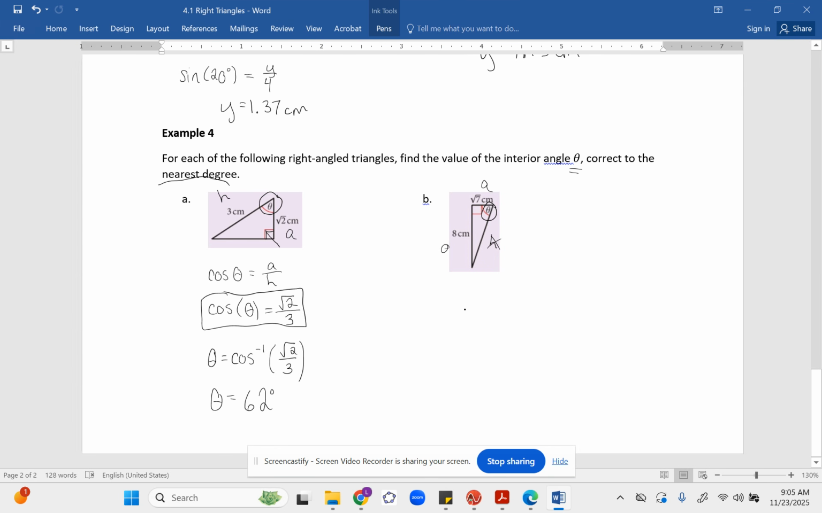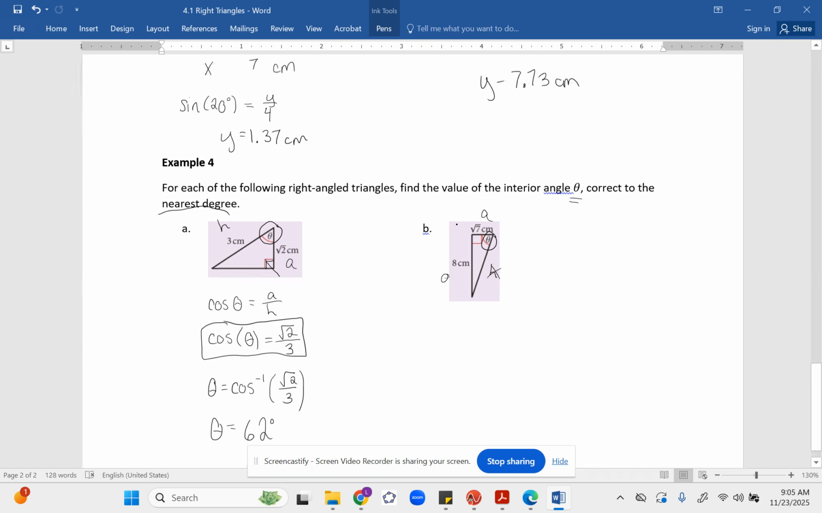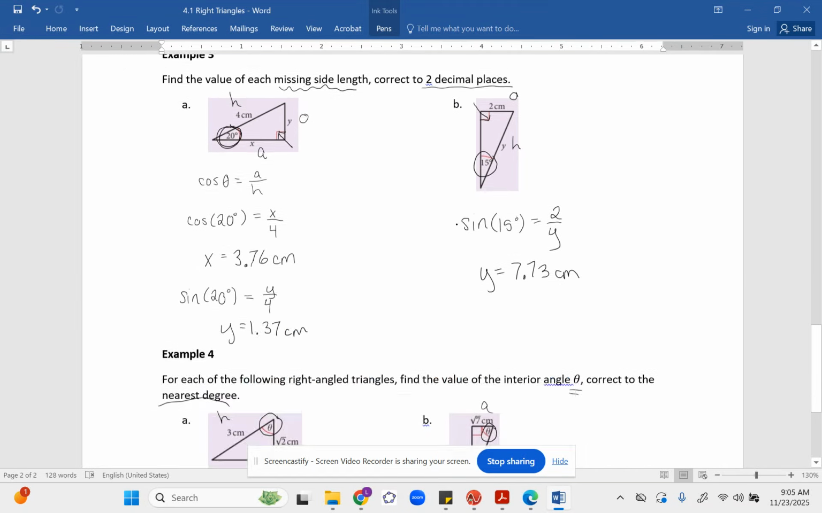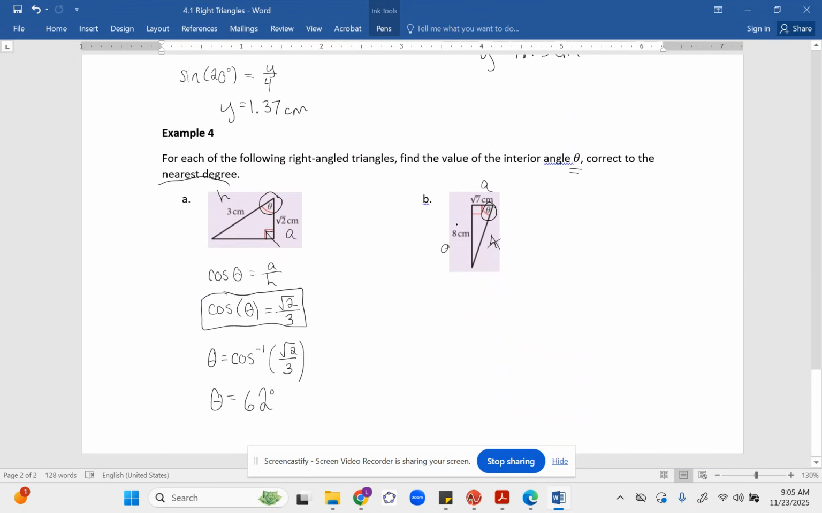So look above, which trig ratio uses opposite and adjacent, and it's tangent. So I know tangent of the angle is equal to opposite over adjacent. I'm just going to write that out first. Tangent of the angle equals opposite over adjacent. So that means that tangent of theta equals opposite, which is 8, over adjacent, which is root 7.